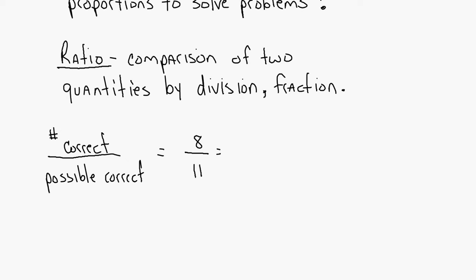And if you take the numerator and divide it by the denominator, because this is a comparison by division, that's 8 divided by 11. I got 0.73, rounding to 2 decimal places. And that gives you 73%. So the 8 over 11, that's a ratio.